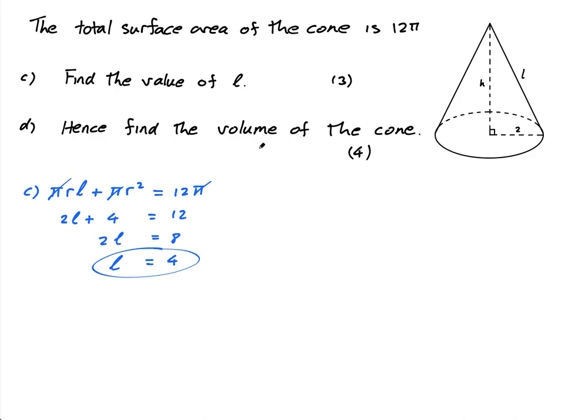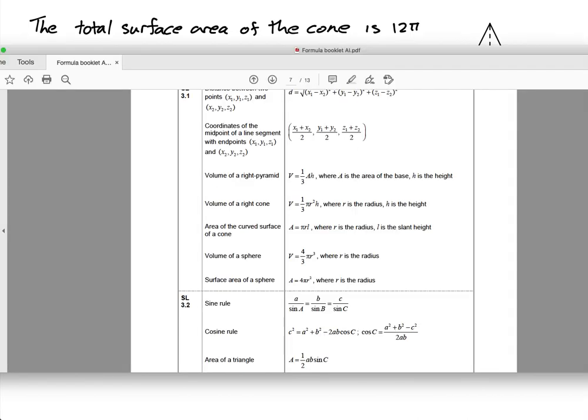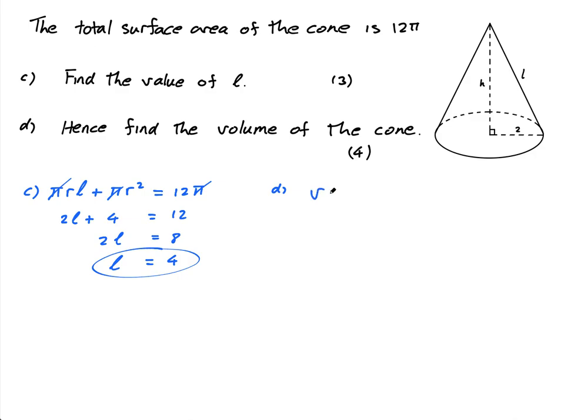Okay, that's part C. And then it says for part D, hence find the volume of the cone. Now, volume of a cone, also in the formula booklet, volume of a right cone, it's called a right cone, a third pi r squared h. So volume is equal to a third pi r squared h. Now I have r, it's 2, but I don't have h, so I need to find this h. How am I going to find it?